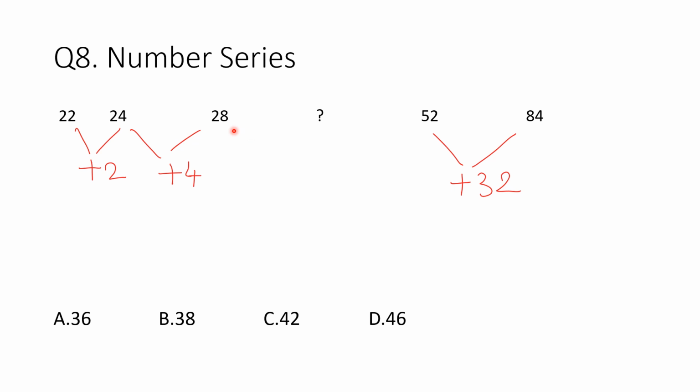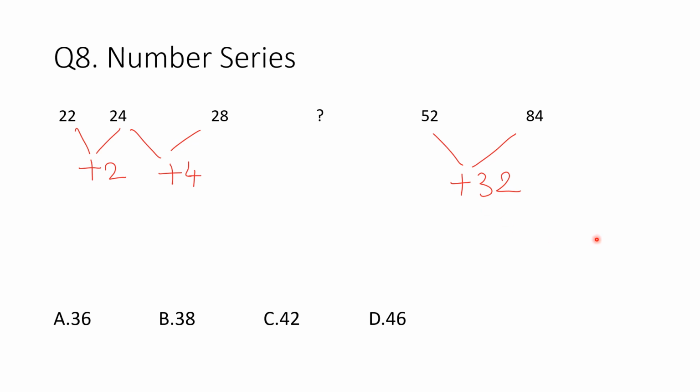So it may be plus 6, plus 8, but yes, you don't get 52 with plus 6 and plus 8. And if it is plus 6, plus 8, then the next one should be plus 10, which it is not. So it is plus 32. So you have to think of what may be happening here. 2, 4, and then 32.